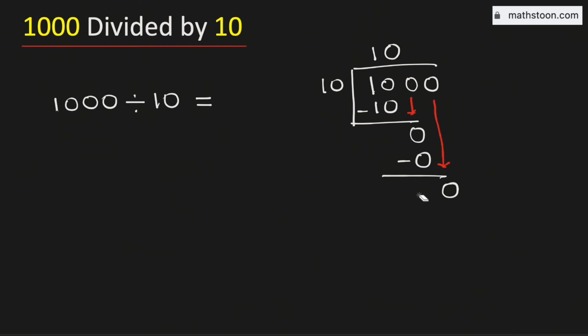Now this is the number 0. Now we know that 10 times 0 is 0. Subtract, we get nothing. As we have obtained the number 0 and there is no number to bring down here, so we will stop. Therefore, the value of 1000 divided by 10 is equal to 100. And this is our final answer.